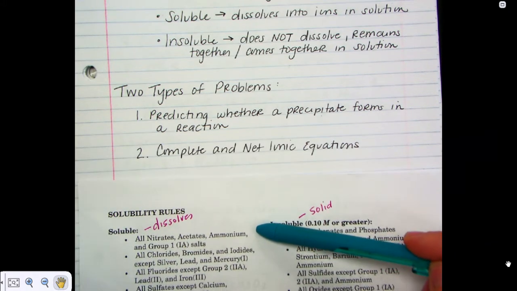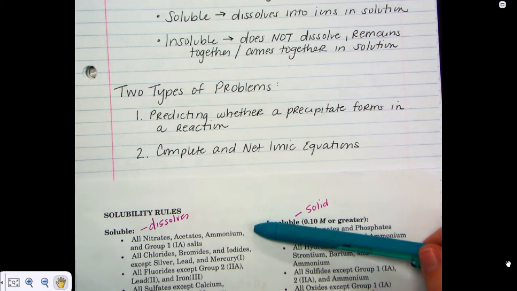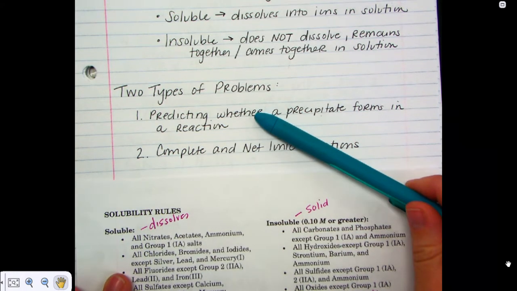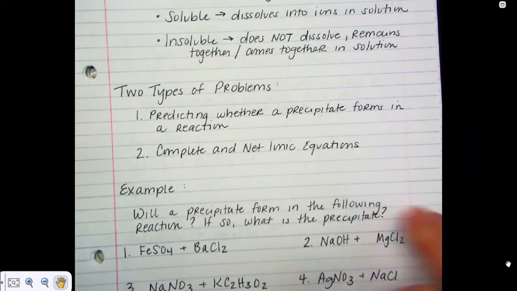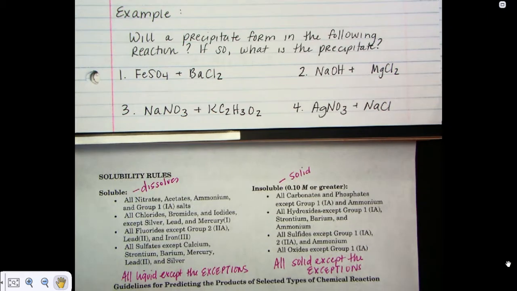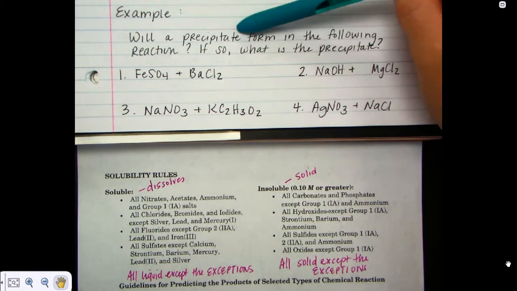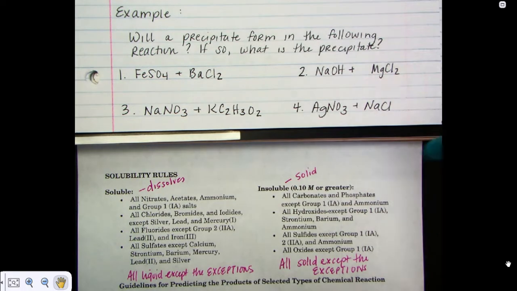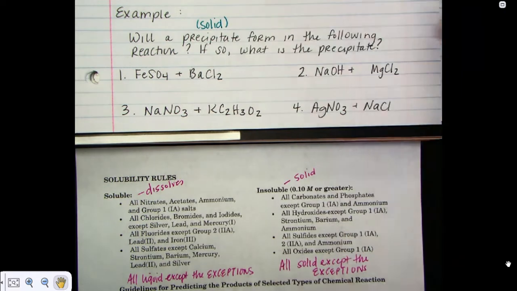The other thing is complete net ionic equation, which gets a lot more into the details of what's going on in the reaction. So we're going to deal with this type first. This is kind of just the shorter hand version, and then we'll go through some complete net ionics. So our examples here, I'm going to try to get the examples and the solubility rules all on the screen at the same time. Will a precipitate form? So will a solid, remember precipitate is another way of saying solid, form in the following reactions?